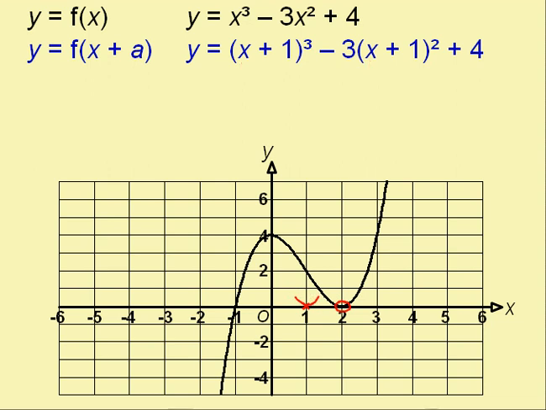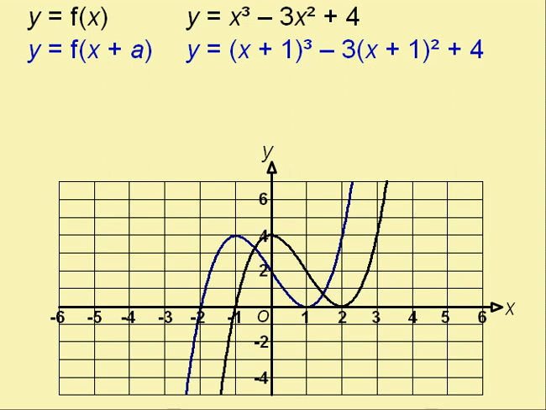If I now take another value for x, I'm going to choose -1 this time. Watch what happens. I've got -1 + 1, so I'm actually going to get 0 cubed minus 3 times 0 squared plus 4. So -1 is going to return the value for 0. So the -1 here will return this part of the graph here. So as you can see, every value is moving 1 to the left. And the graph should look something like this.